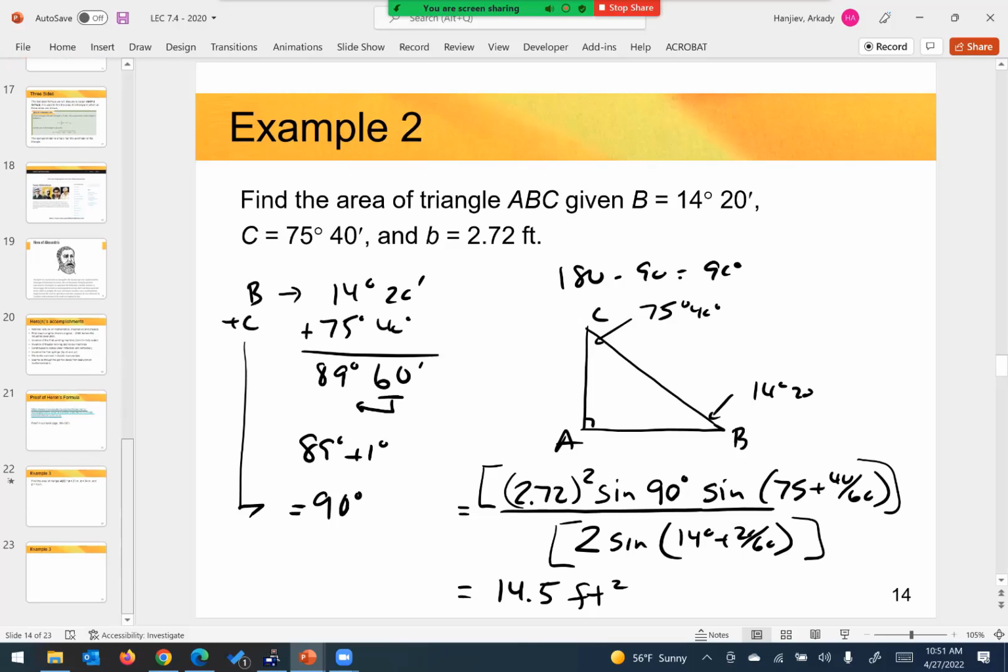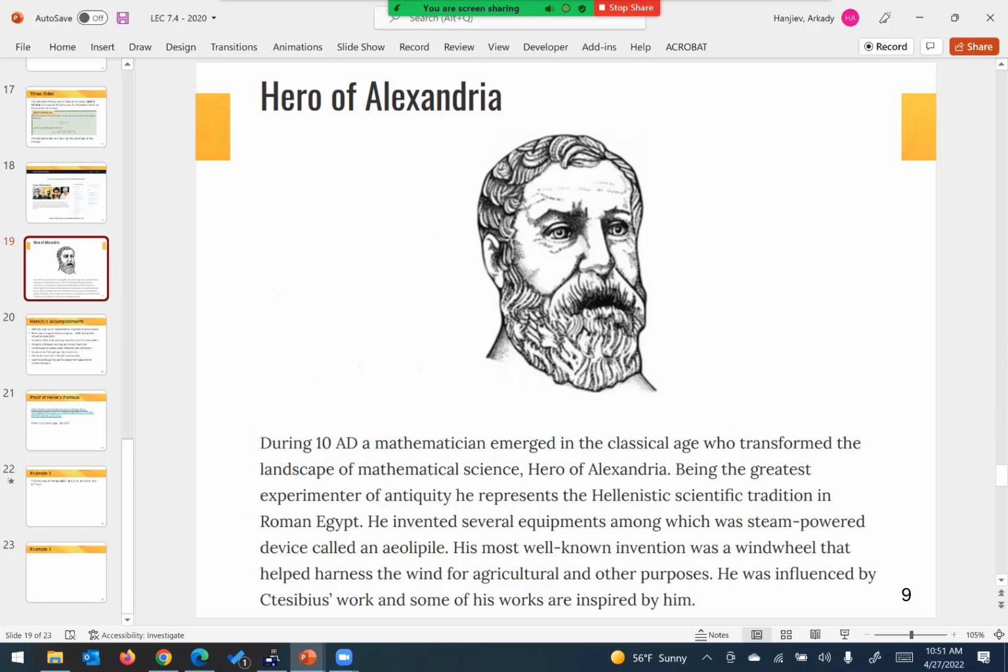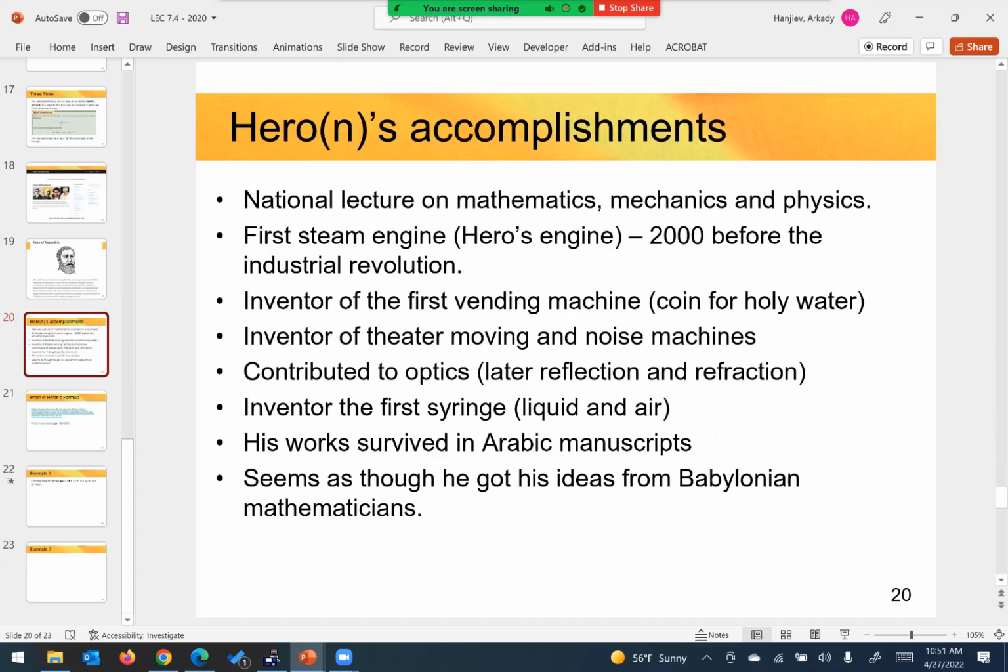Why didn't I get to it last year? I don't know, but let's go for it here. Friday we'll actually do a little bit of reading on Hero, but this is what we got right there. Let's look at his accomplishments, guys. Here it is.